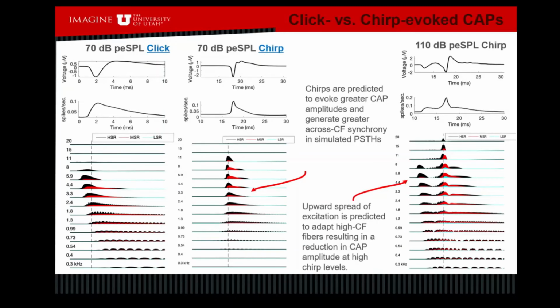When we increase the chirp level to 110, we see that the low frequency segment of the chirp stimulus results in this upward spread of excitation that adapts high CF fibers, and this upward spread of excitation leads to the appearance of this early latency component in the predicted CAP. This adaptation weakens the response of these CFs when the instantaneous frequency of the chirp reaches the CF of these fibers. We were unable to determine the extent to which this early latency component is present in the chirp evoked CAPs in humans, based on the currently available literature.